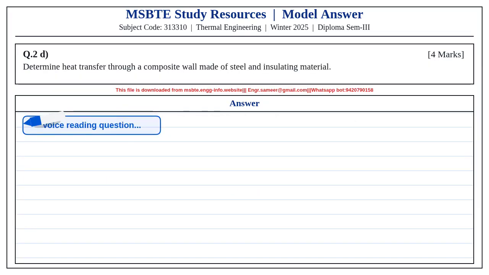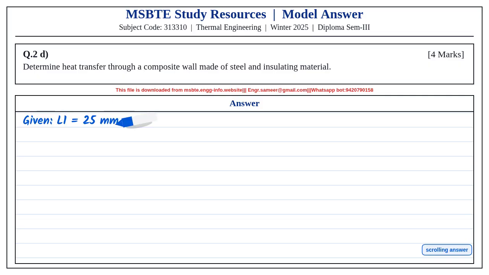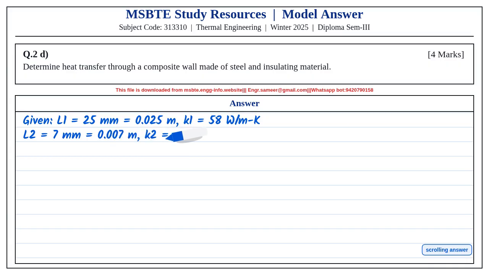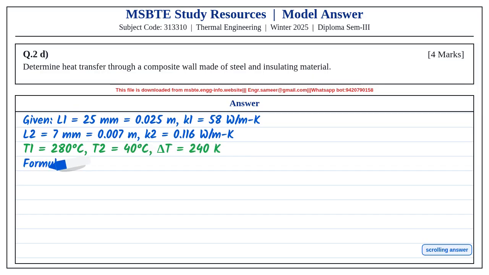Question 2d. Determine the rate of heat transfer through a composite wall. Given thickness of steel is 0.025 meter, thermal conductivity of steel is 58 watt per meter Kelvin, thickness of insulating material is 0.007 meter and its thermal conductivity is 0.116 watt per meter Kelvin. Temperature difference is 240 Kelvin.